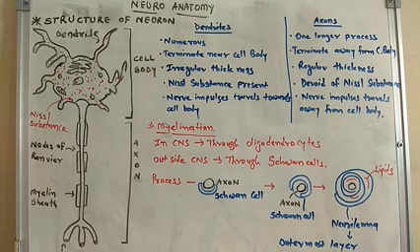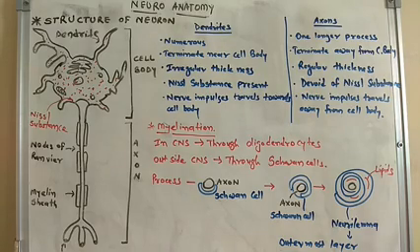The special characteristic of the neuron is the presence of Nissl substance. Nissl substances are the structures which intensely stain in the basic dye.